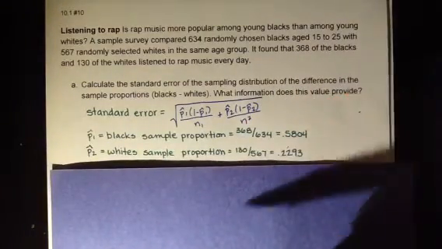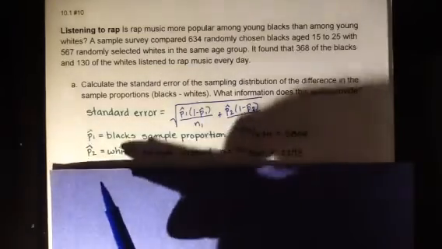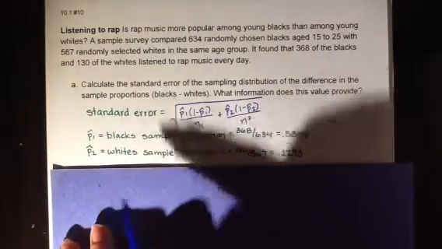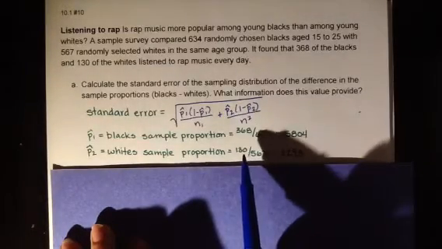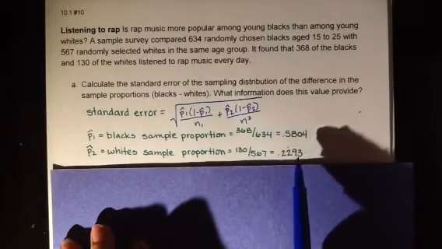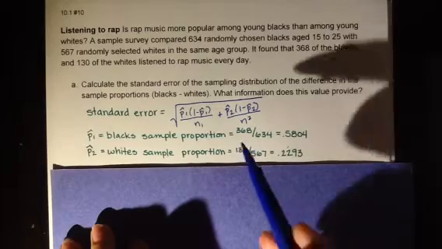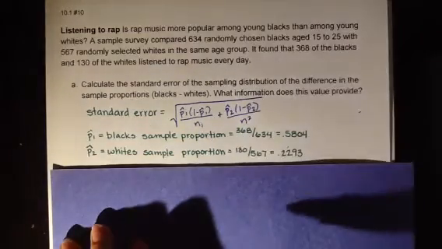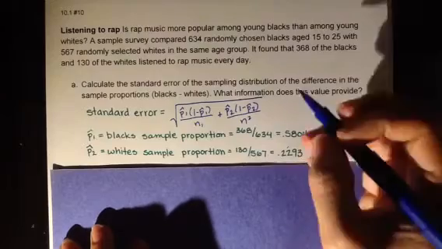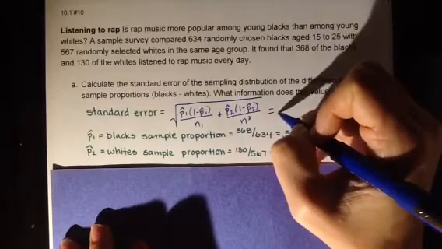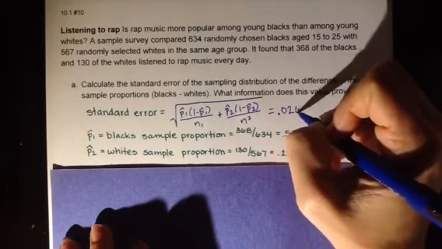Now what p1 and p2 are is given in the problem. So p1 would be the black sample proportion. Make sure you're defining any variables that you're using. And then 368 was given and 634 was given. If we plug that in, we get 0.5804. And same thing for the whites. So we're plugging in the things that we know. Now if I take this and put it into my calculator and run the calculations, I would get that my standard error is equal to 0.0264.